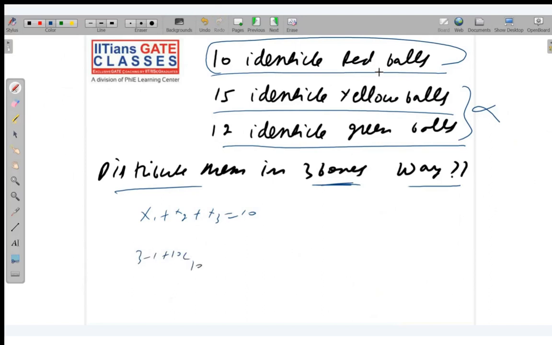For 10 I have done it. Now the 10 identical red balls I have distributed in 3 boxes. Now please tell me, is my work over or not? No, my work is not yet over. I have to then distribute 15 identical yellow balls. Since our work is not yet over, what is the sense? Multiplicative sense. So I will say 3 minus 1 plus 15 C 15. Then again 3 minus 1 plus 12 C 12. I think you have got it.